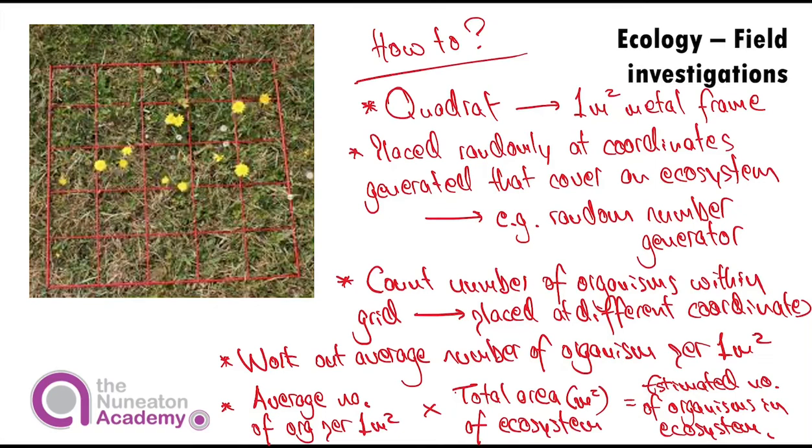You will also use quadrats to sample the distribution or the spread of an organism across a particular ecosystem, and that is using something called a transect line that your teachers will talk more in depth with you about, because it's quite difficult to demonstrate on a video. Otherwise, that is your key steps for carrying out field investigations for the required practical that you need to know in terms of how to use a quadrat.